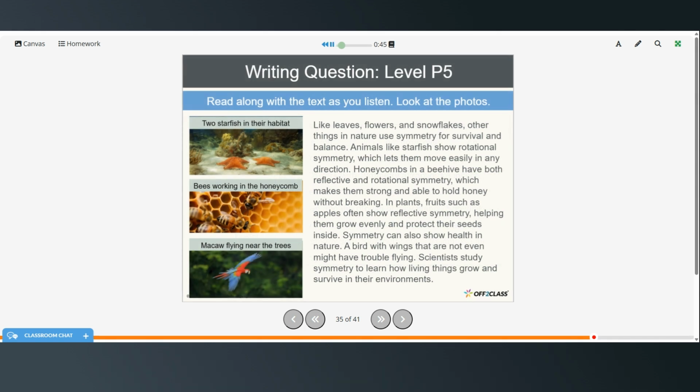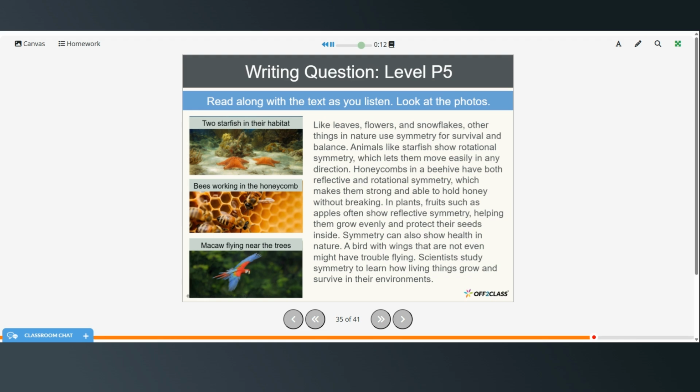Like leaves, flowers, and snowflakes, other things in nature use symmetry for survival and balance. Animals like starfish show rotational symmetry, which lets them move easily in any direction. Honeycombs in a beehive have both reflective and rotational symmetry, which makes them strong and able to hold honey without breaking. In plants, fruits such as apples often show reflective symmetry, helping them grow evenly and protect their seeds inside.